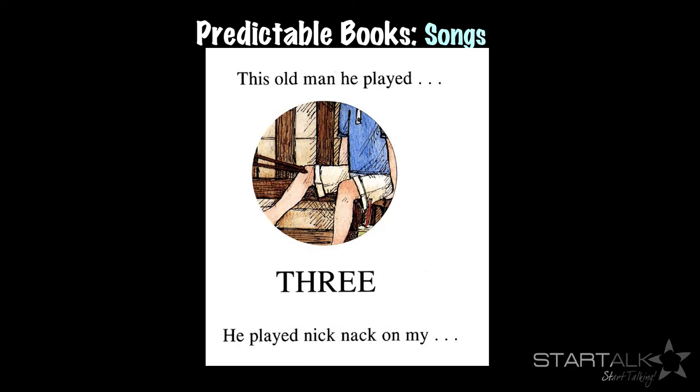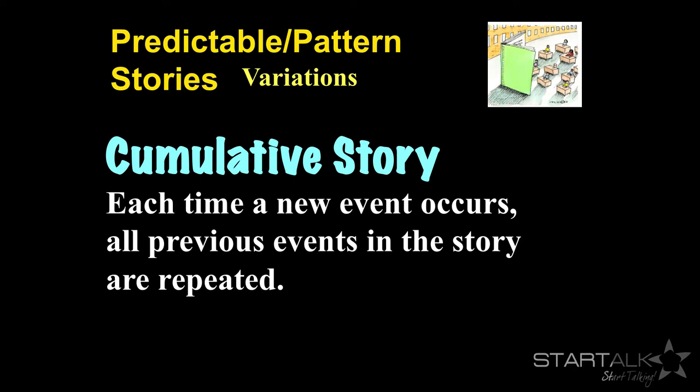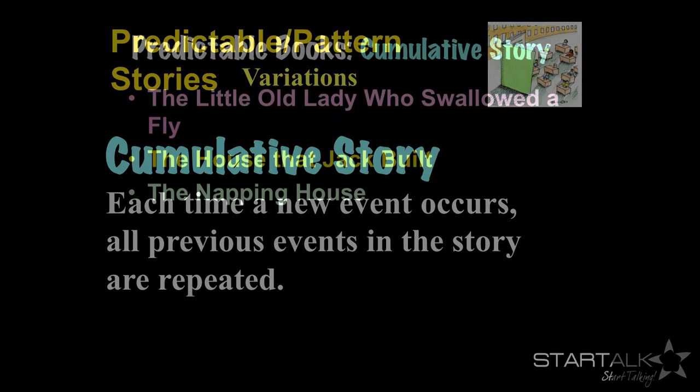And the idea is taking oral language and extending it into literacy. And the cumulative story is one in which the first phrase is on page one, and then on page two you have the first phrase, and then the next one. And on page three you have the first two phrases. So you keep saying the same phrase all the way through. Here's an example. So let's read it.